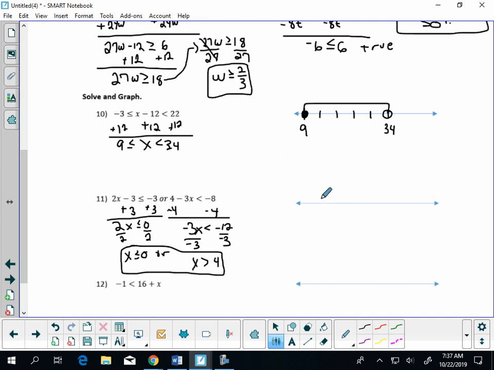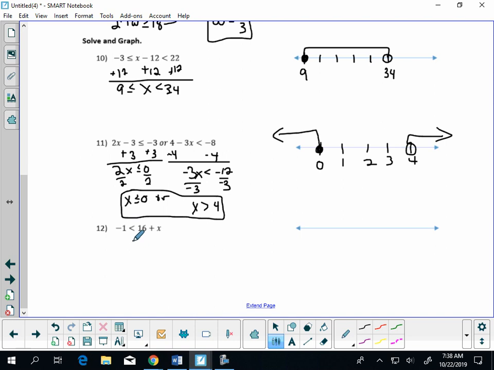So 0, 1, 2, 3, 4. Well, x is less than or equal to 0 would be a closed dot at 0 and shaded to the left. x is greater than 4, open dot at 4, shaded to the right. And my prediction of them going opposite directions is correct.